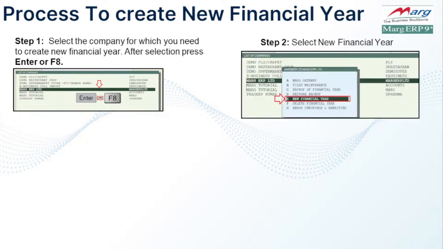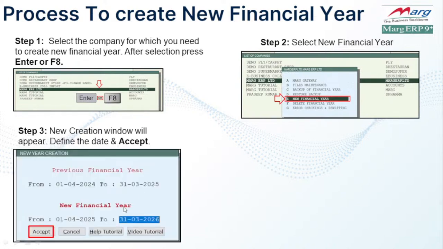You will see this box come up. Usually we go to Mark Gateway to enter the dashboard, but this time we need to create the new financial year, so we will choose the option New Financial Year. Click on this and you will see this window. It will automatically pick the next financial year after the one you are already using. So if you are working in the 2024 to 2025 financial year, it will create the 2025 to 2026 financial year. We will accept this.